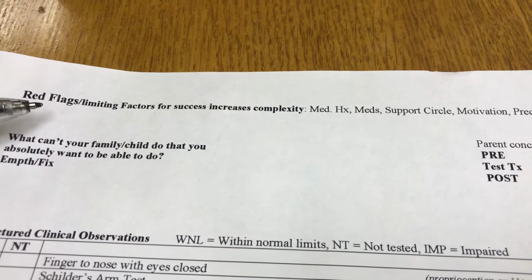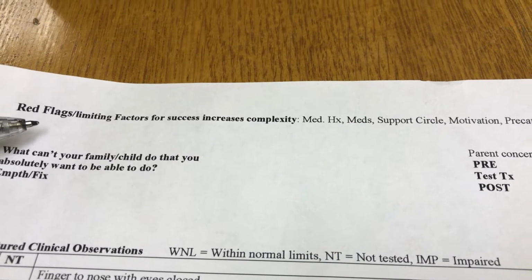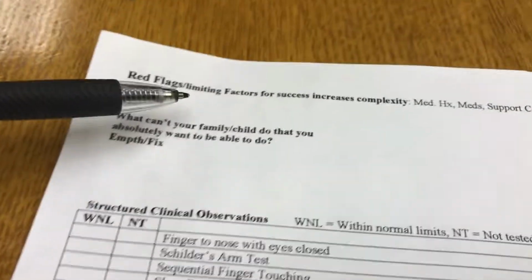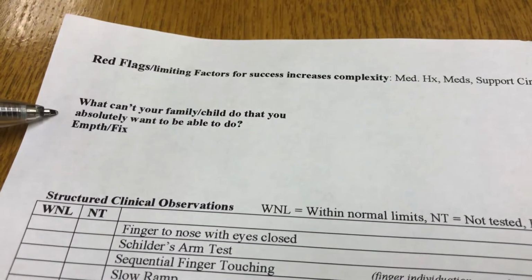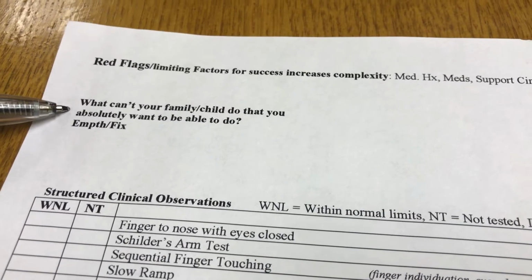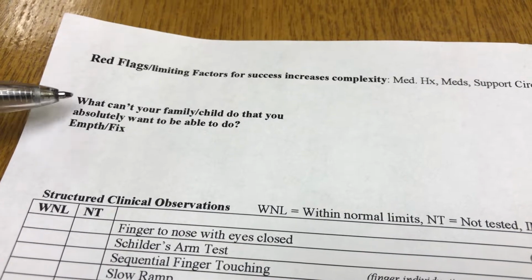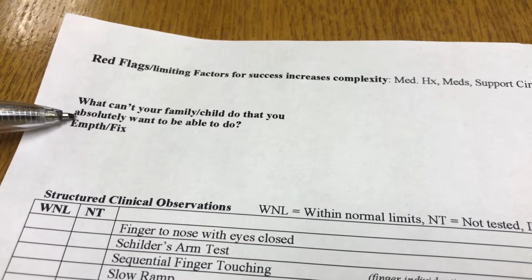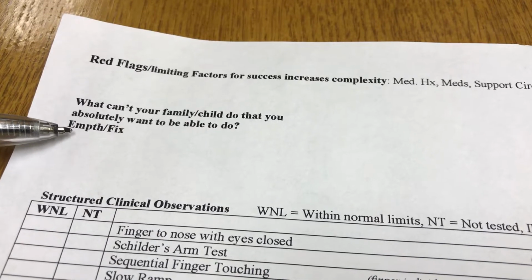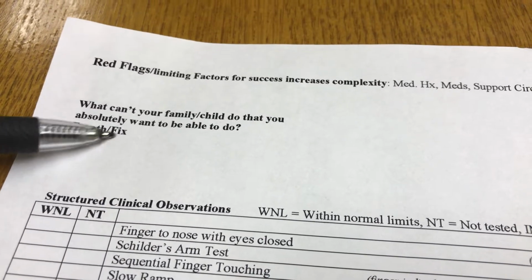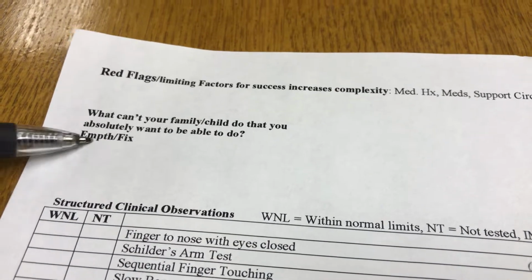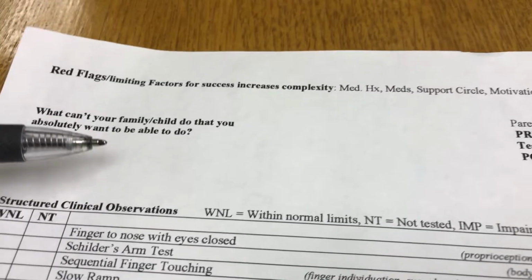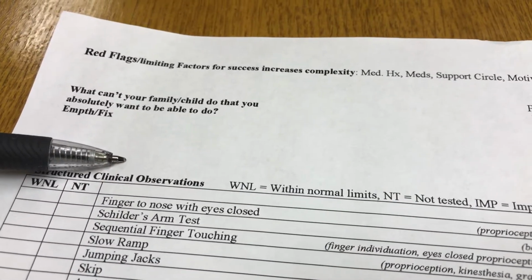So if they're in foster care, multiple placement, or they're on medications, or just any kind of medical stuff, I'll note that there. If they have other diagnoses. And then I really try to hone in on what is their highest priority for a goal. You know, what's something that they can't do that they really want to be able to do. And then I just empathize with them and let them know what I think we can fix, what I think we can help with. So I just note that, and then these are going to be my highest priority goals.